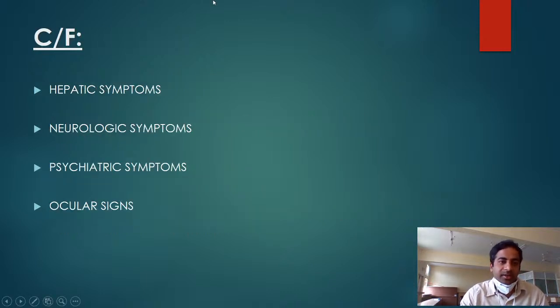Wilson's is macronodular. Clinical features: hepatic symptoms, patient will have jaundice.